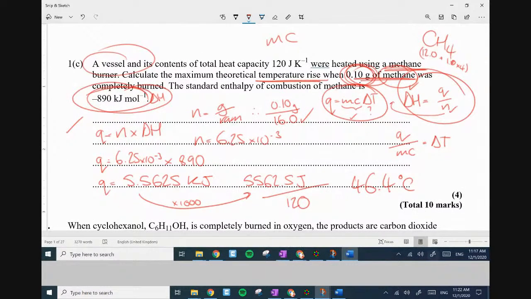Now here's the next bit. Is it going to go up or down? Yeah, the maximum theoretical, oh, it's already said it in the question, temperature rise. So there's my answer. I'm done, 4 marks.